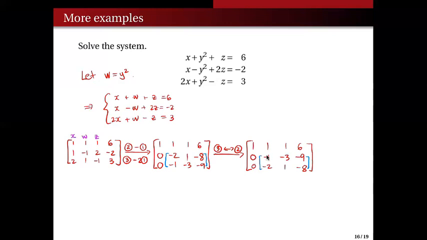Step 3, I want this to be +1. So I will have to multiply the second row by -1. So if we do this, again, we'll just copy the top row, the first row. We are not doing anything on that. 1, 1, 1, 6. For the second row, we'll just remove those negatives. 0, 1, 3, 9. For the third row, we don't do anything on that, so we'll just copy. 0, -2, 1, -8.